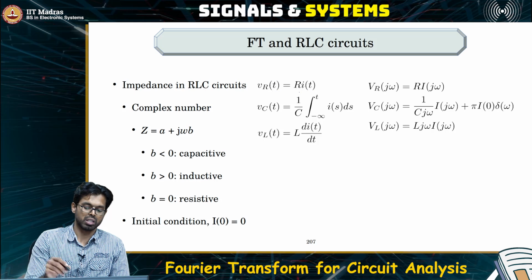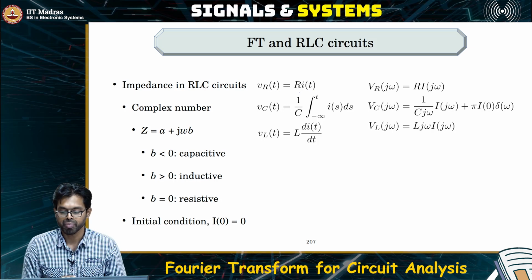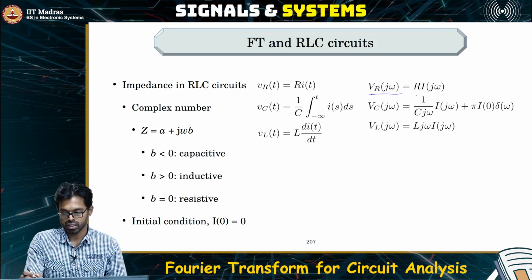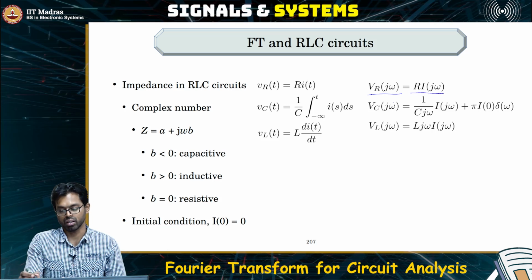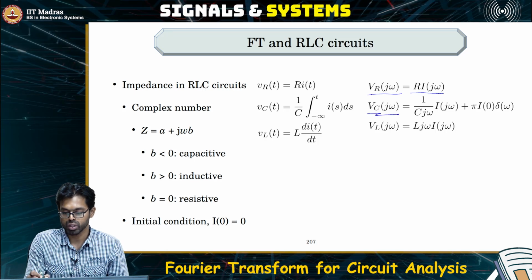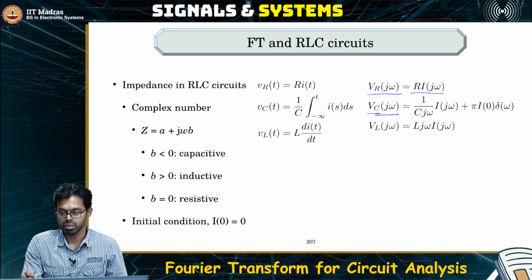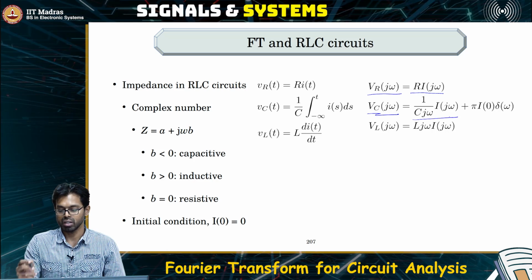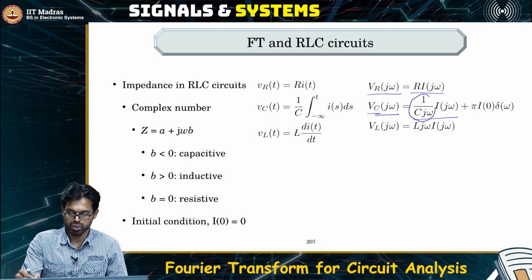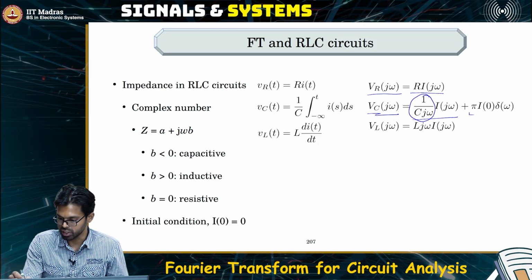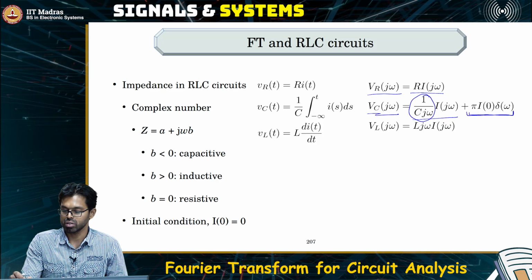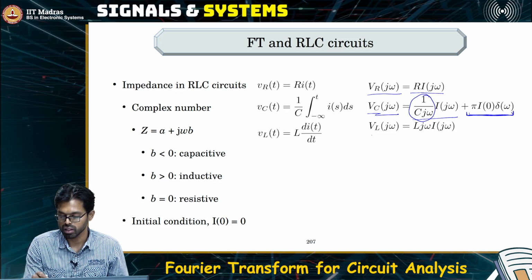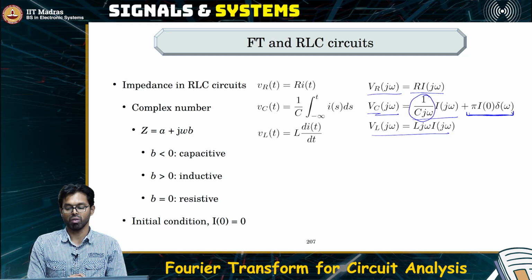Now, just apply the Fourier transform on both sides. Then the spectrum of the voltage across the resistor is just the scaled spectrum of the current. And the spectrum of the voltage across the capacitor is simply the scaled spectrum of the current, but now the scaling factor is frequency dependent. Of course, we have this term. This directly follows from our properties, and similarly, the same thing holds for the inductor.